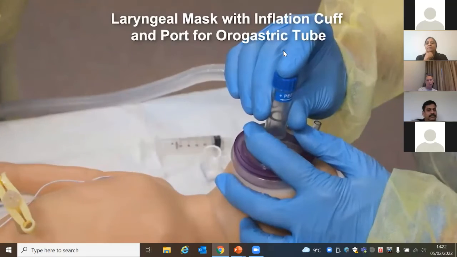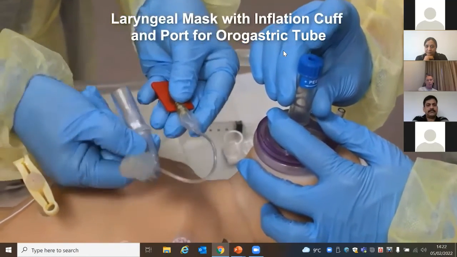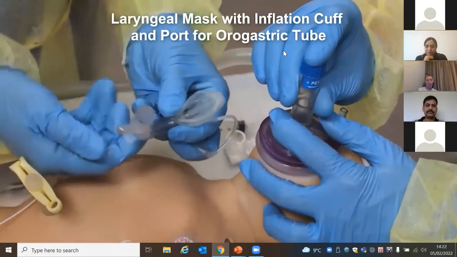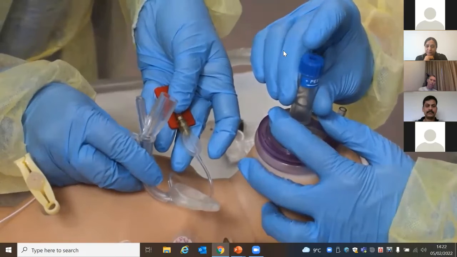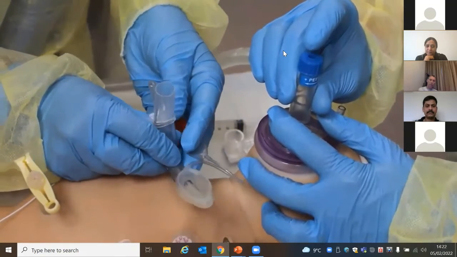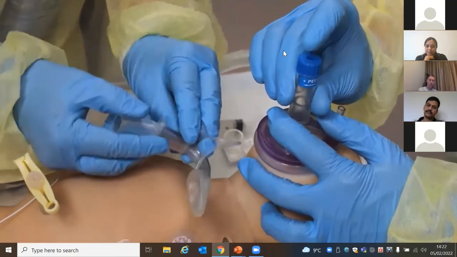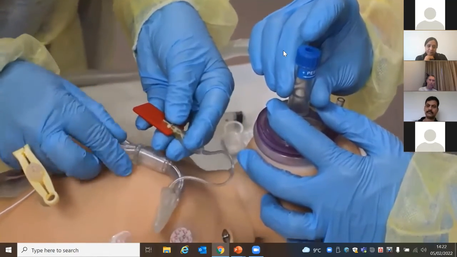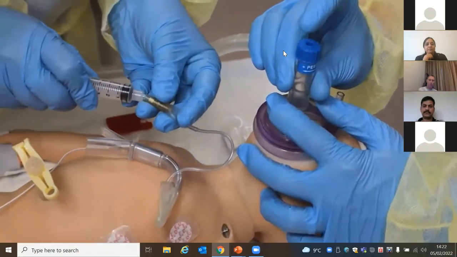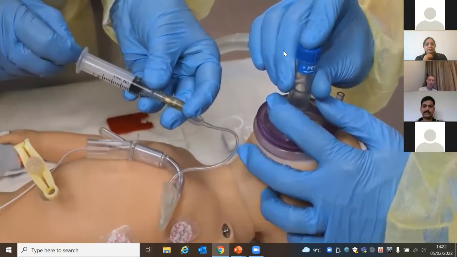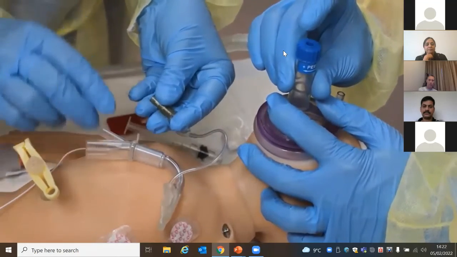Now the team will insert a laryngeal mask that does have an inflation cuff. This mask also has a gastric port that allows insertion of an OG tube after the laryngeal mask is in place. The team is ready to insert the laryngeal mask. Quickly inspect the mask and ensure that all the material is intact without tears or kinks. Attach a syringe to the inflation port and completely deflate the cuff surrounding the mask. Maintaining tension, disconnect the syringe.